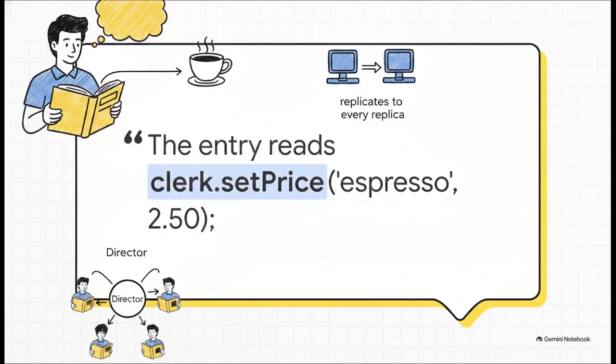Step 3. The director writes it. The entry states that the clerk set the price of espresso to $2.50. Written out, it reads, clerk.setPrice("espresso", 2.50); That is a sentence in his journal, not a row that someone updated. That record then replicates out to every replica.